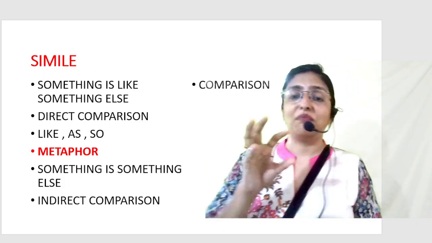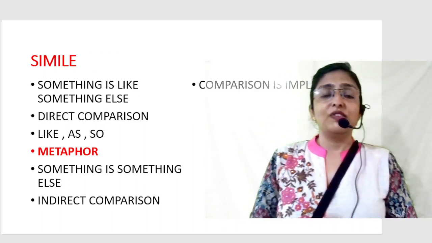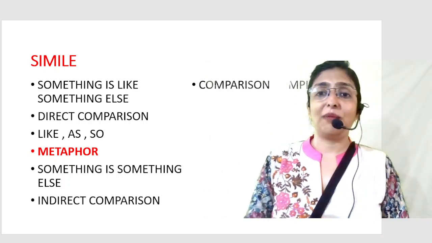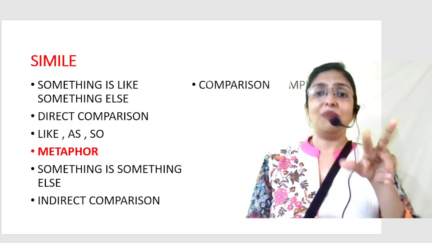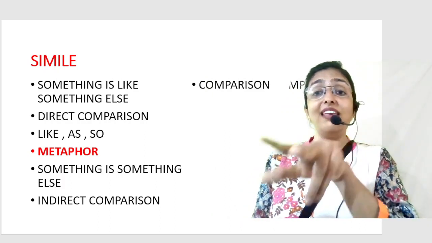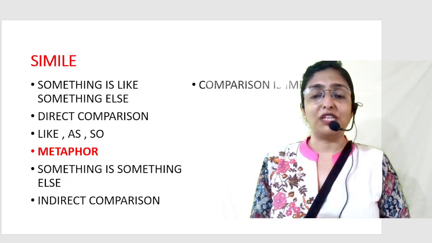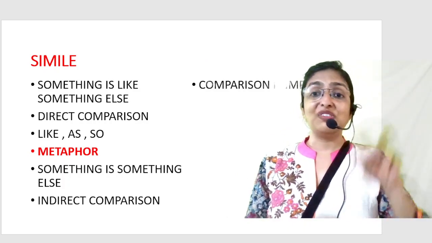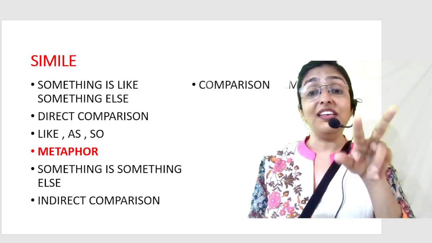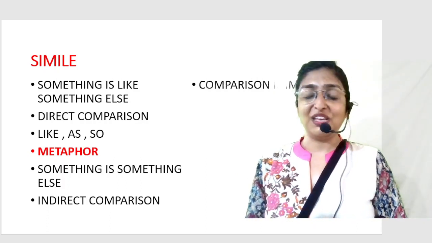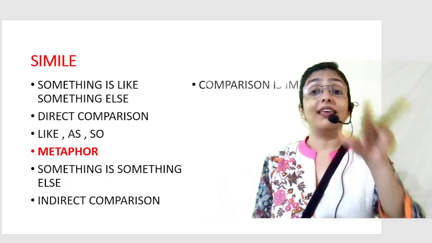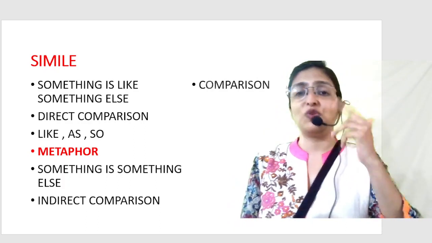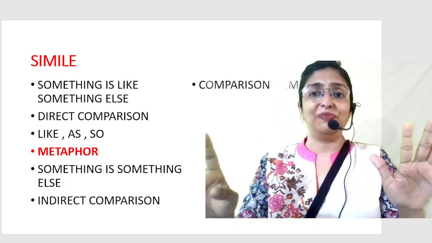Simile and metaphor. You have to remember simile and metaphor by 2 points. Simile, something is like something else. Metaphor, something is something else. Simile, one thing is like another thing. Metaphor, one thing is another thing. This is how you remember simile and metaphor so you won't get confused ever.